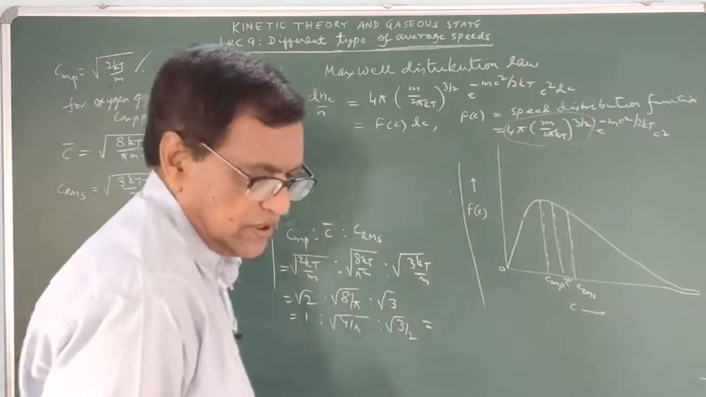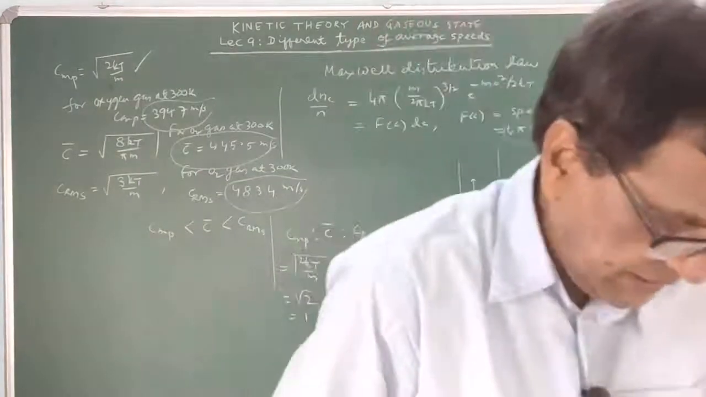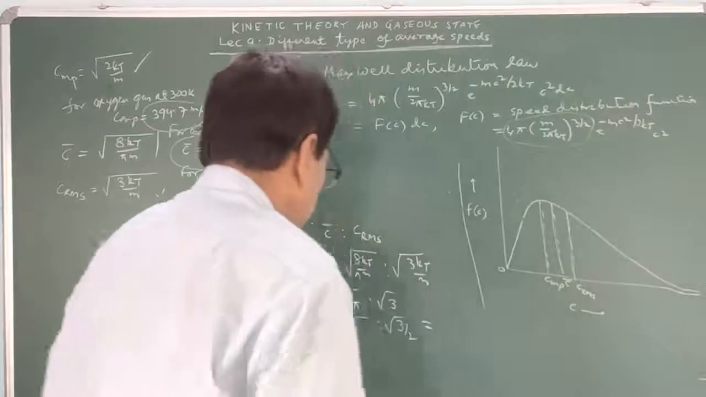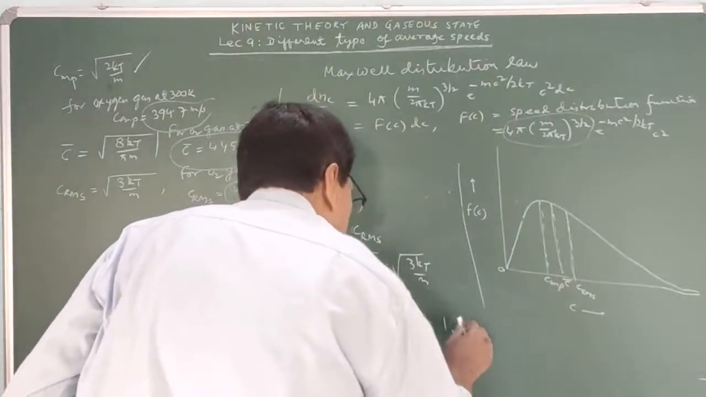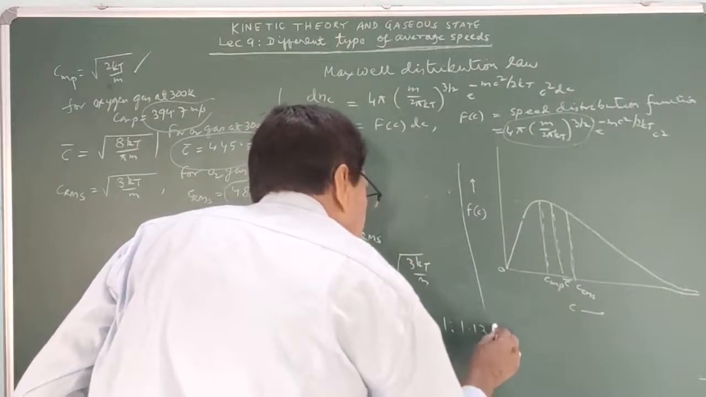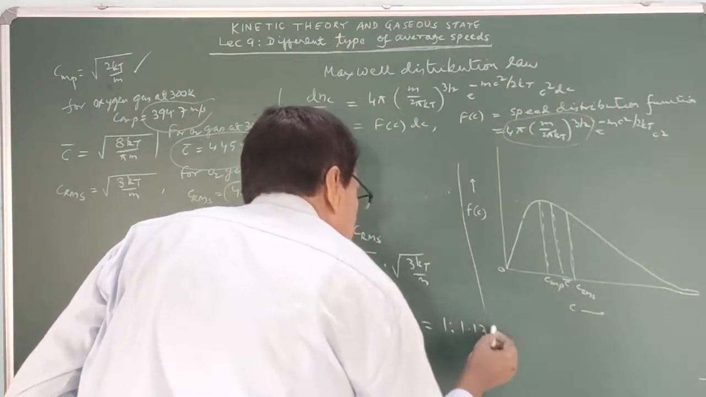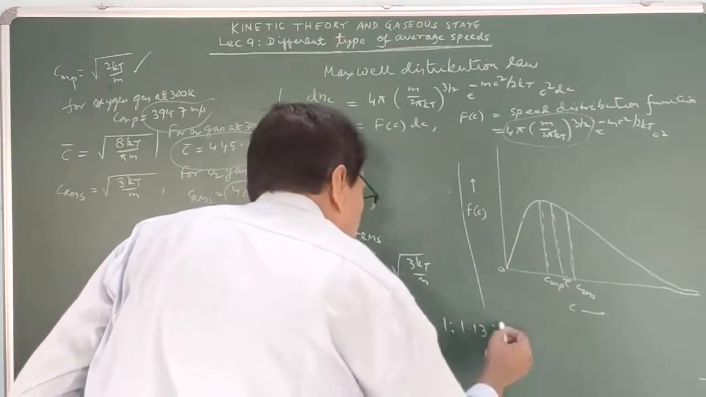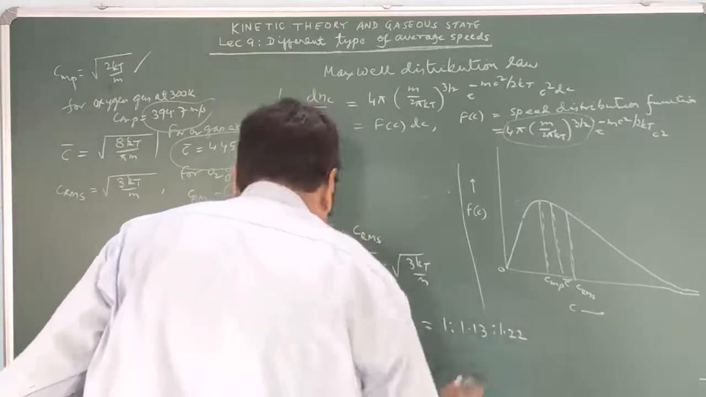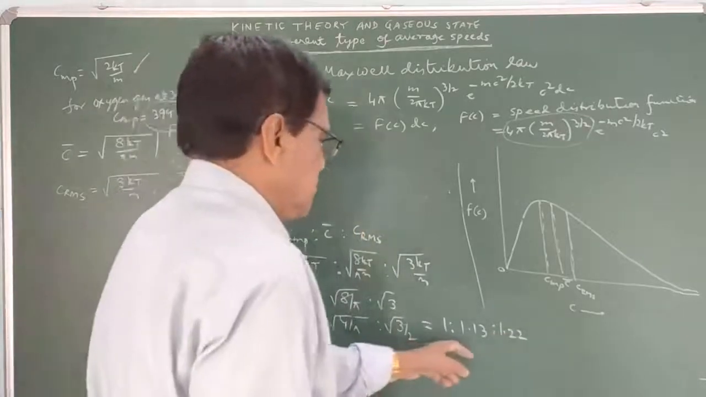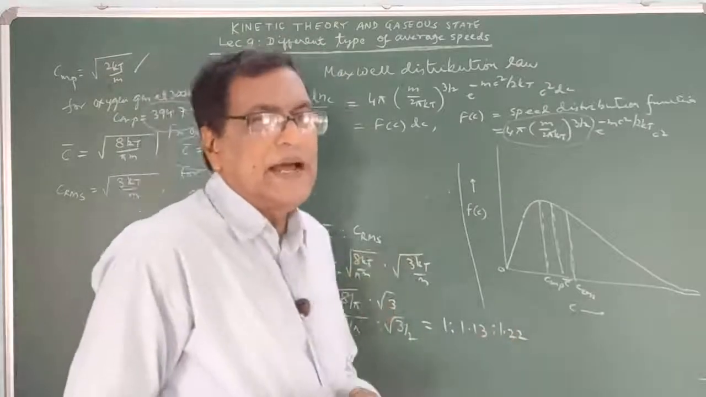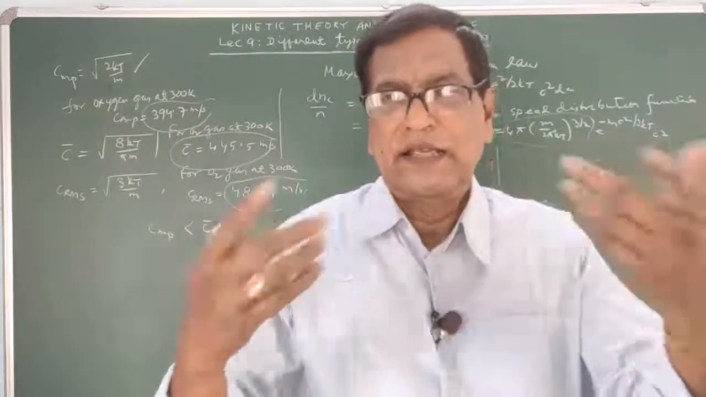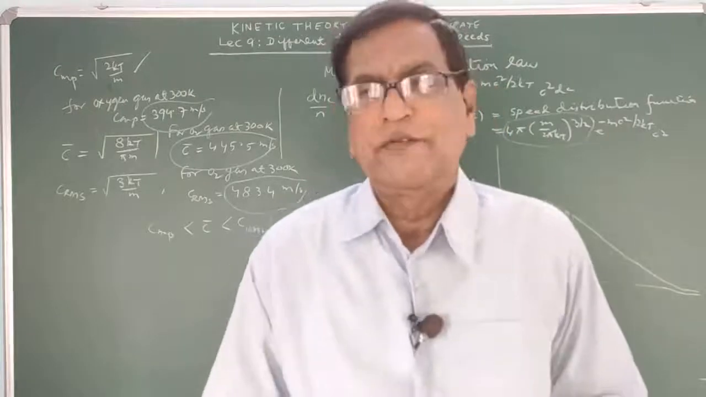If we do the calculations, then it will be 1 is to 1.13 is to 1.22. So this is the ratio. If you know one speed, then the other speeds you can calculate from this ratio.